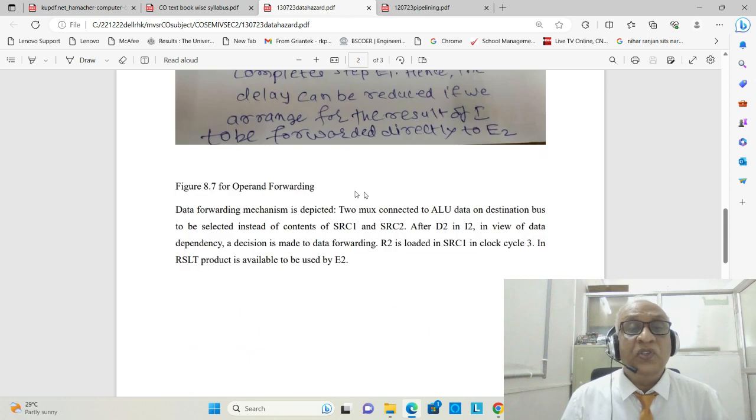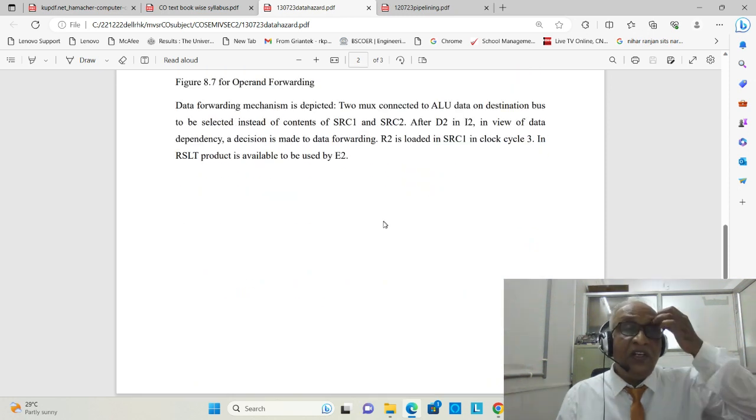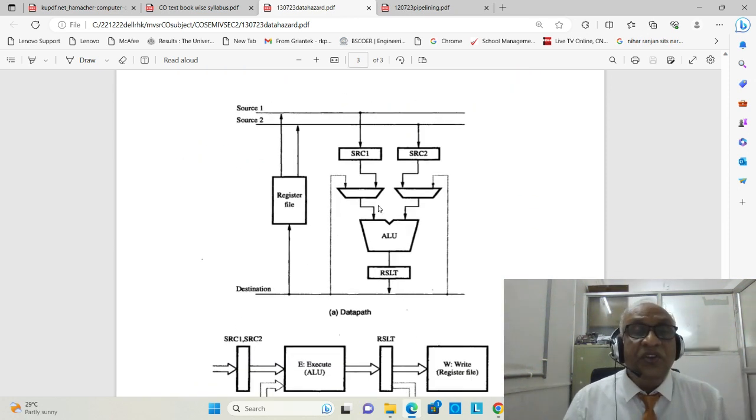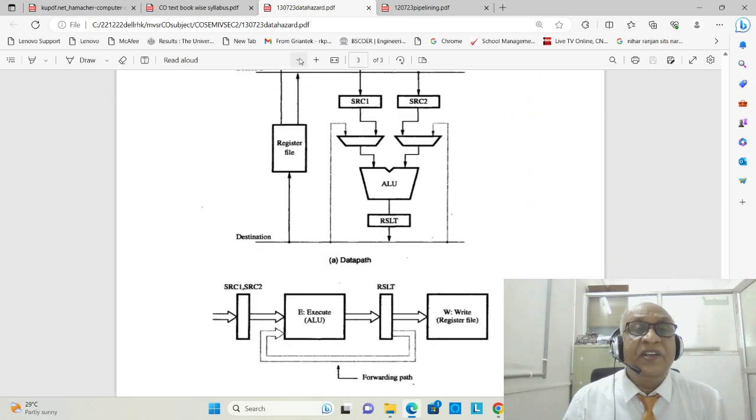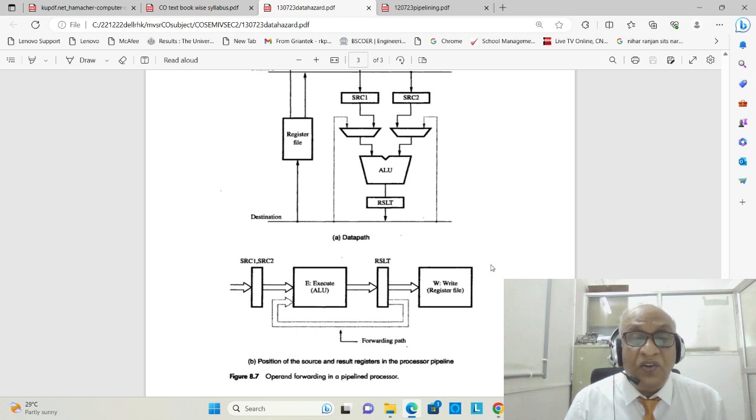Let us try to understand that with the help of the diagram. Okay, so this is the diagram here for operand forwarding. What we are seeing here, these are our source 1 and source 2 registers. In this case, let us say R2, R4. This is the ALU and this is the result. Now, the data forwarding path is depicted here after the result register.